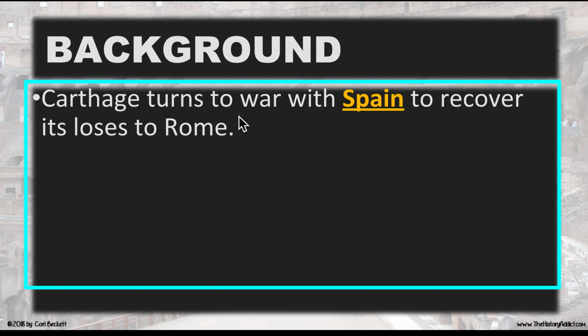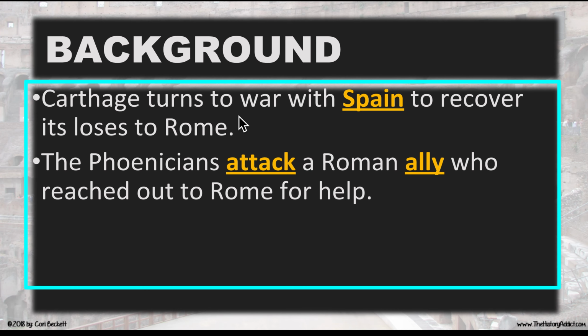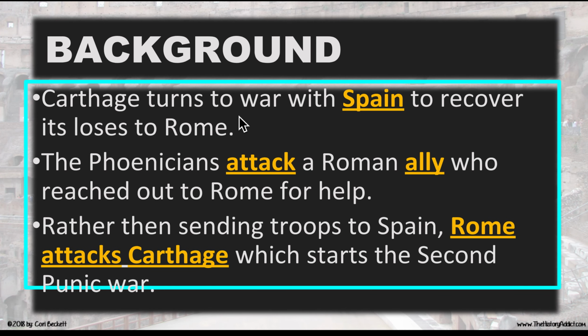The Carthaginians attacked a Roman ally who reached out to Rome for help. And rather than sending troops to Spain, Rome attacks Carthage, which starts a Second Punic War. So they didn't go to the place where people needed help or where they had invaded. They just went straight to their house instead.